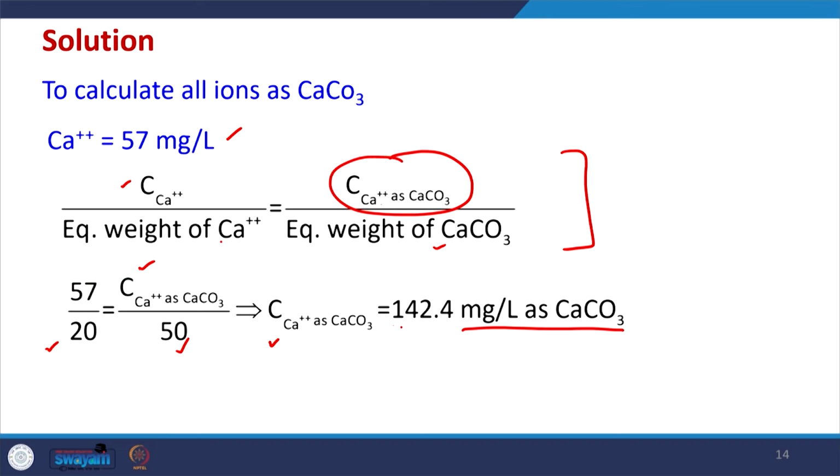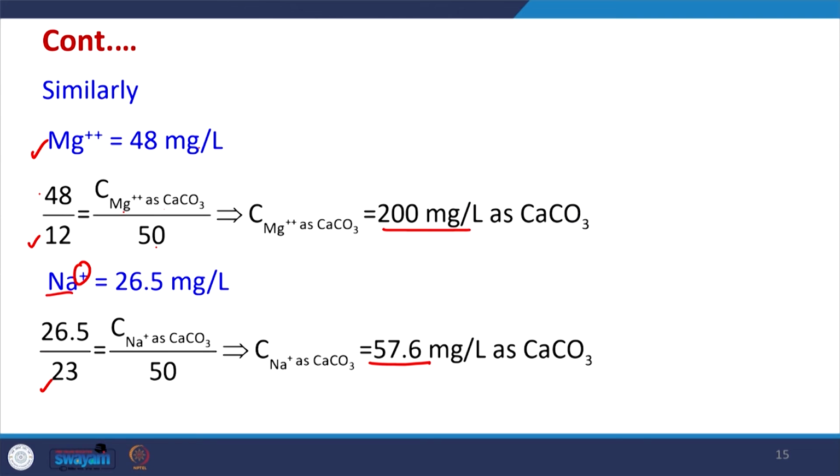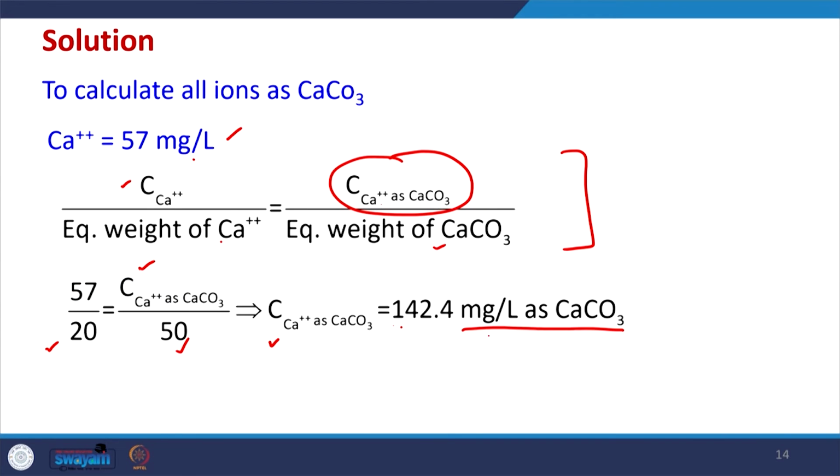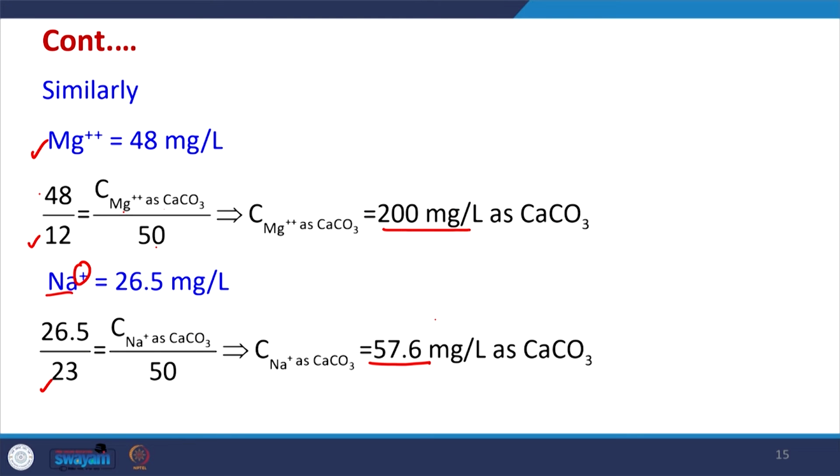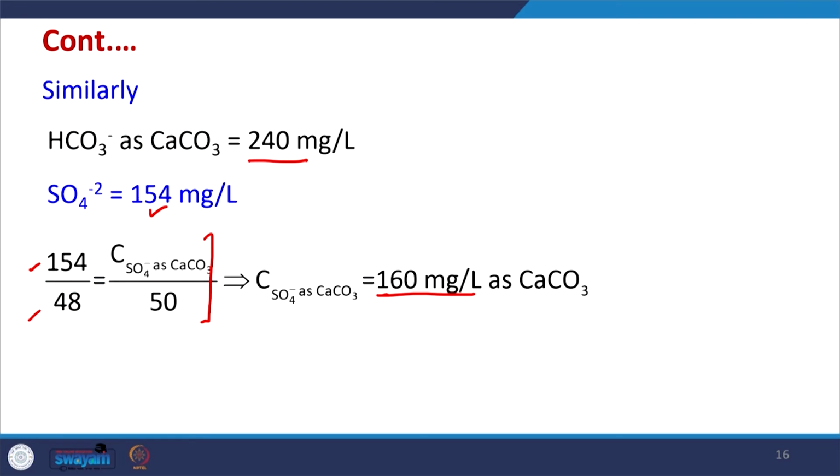On one side we use all the cations. So, we have cations calcium 57. Now, we have converted that into 200 milligram per liter as CaCO3. So, we have calcium which is 142.4, magnesium 200, 57.6 is sodium. So, these are the cations. Now, anions we have 240 plus 160. So, anions is 400 only, because we have only 240 and plus 160. So, if we add together we have 400, and we can cross check for cations also.